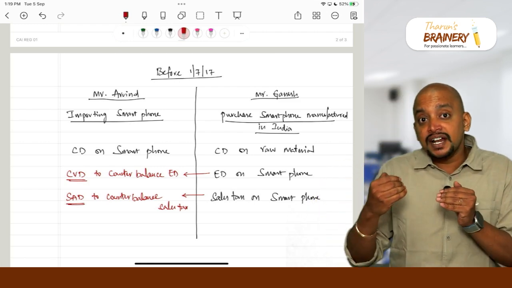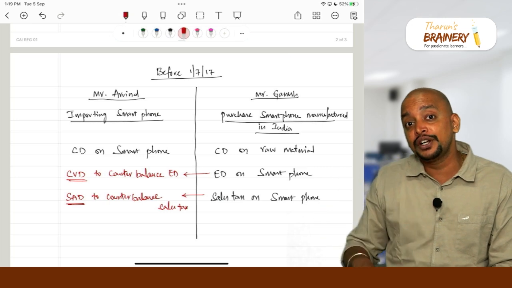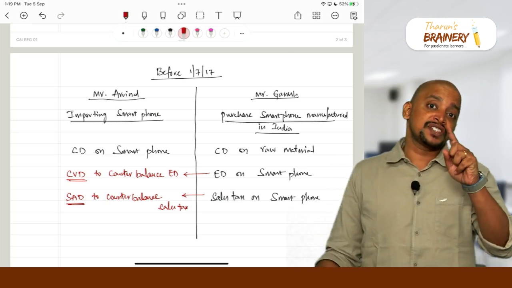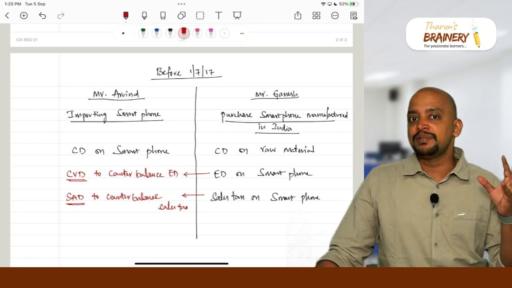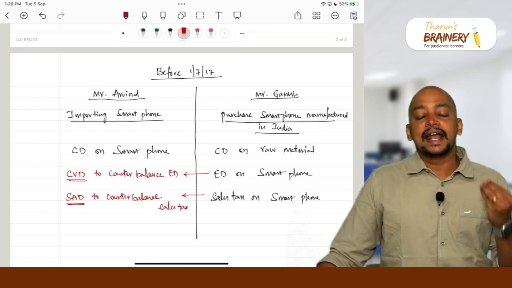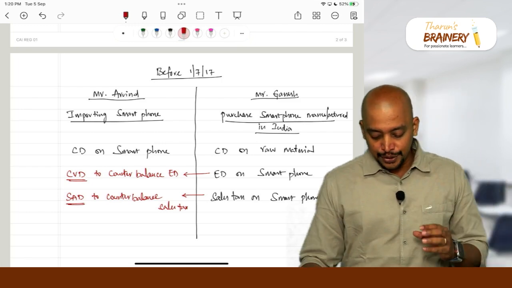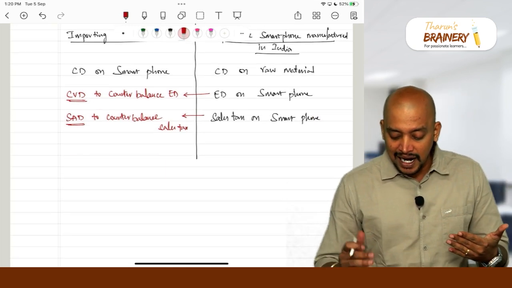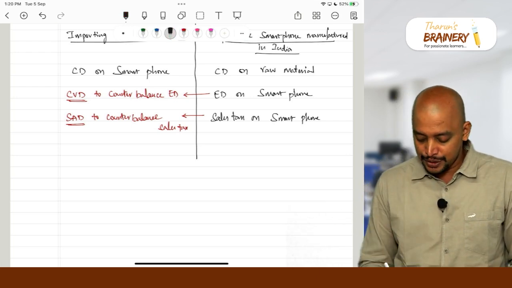Now, listen. With effect from 1/7/2017, whether excise duty got subsumed into GST? Yes, because what was the first point I told you? All indirect taxes levied by central government except customs duty got subsumed into GST. So this excise duty and sales tax got subsumed into GST? Yes.